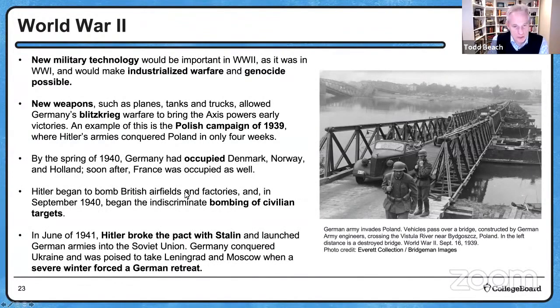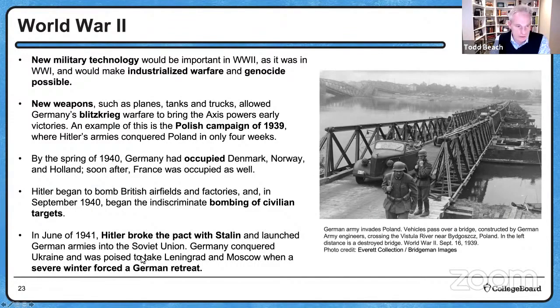Hitler began to bomb British airfields and factories. And in September of 1940, so we've just been 1 year, he began the indiscriminate bombing of civilian targets as well. By June of 41, Hitler broke the pact with Stalin. There had been a Russian and German agreement, a non-aggression pact. And they then go into the Soviet Union.